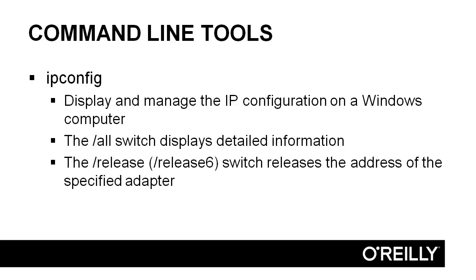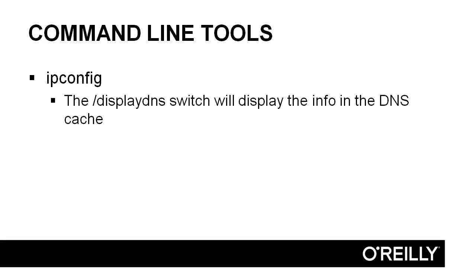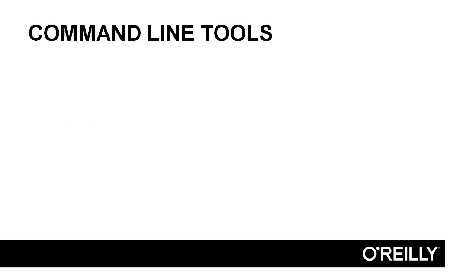We can use the /release switch, and notice /release6 will work with IP version 6 addresses, but this basically releases the address of the specified adapter. So whatever adapter we're looking at, we can use the /release switch and get rid of the IP information. Then we can use the /renew switch with ipconfig to basically ask the DHCP server to give us a new address. Totally refresh this thing and renew the address on this machine. There's also a /displaydns switch that will display the info in the DNS cache on that machine as well.